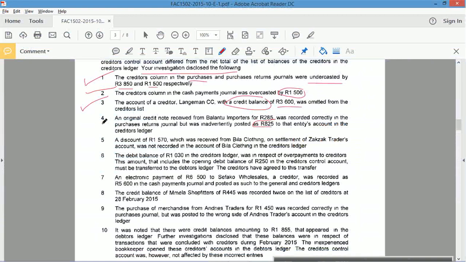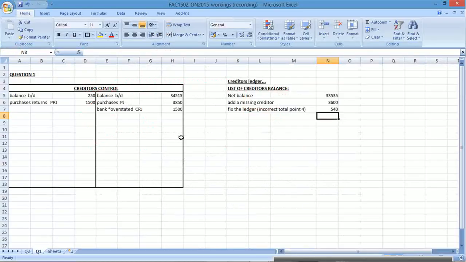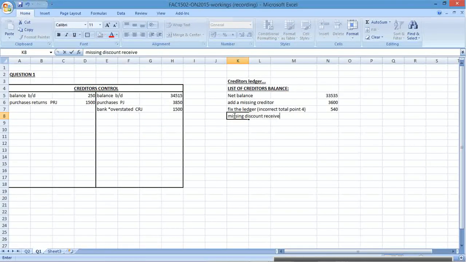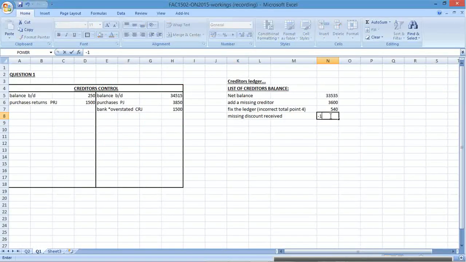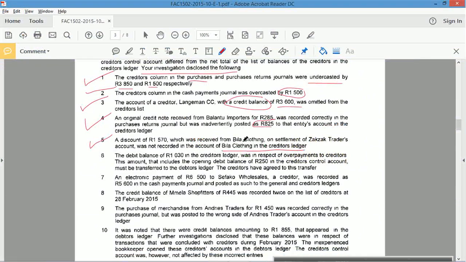540, yes. Okay, a discount of 157, which was received from B settlement of that account, was not recorded in the account of B in the creditor's ledger. Okay, so not recorded, this was a discount received, so we need to record that. Missing discount received. Okay, so the missing discount received would have subtracted this or make it smaller, so 1570 minus 1570. Okay, it was missing. We had to subtract what we didn't show. It was not recorded in the books.